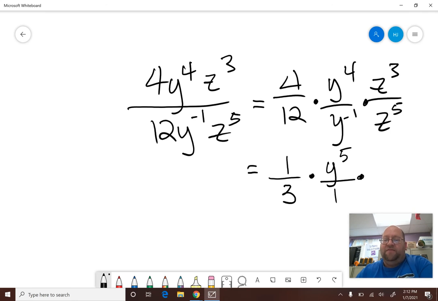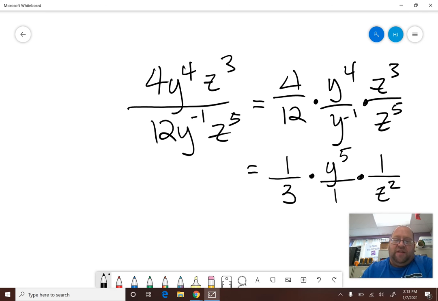And now I'm left with this last part, which is z to the third over z to the fifth. Now remember, I've got 3 z's on top and I've got 5 z's on the bottom, okay? So that means I'm going to have more z's on the bottom than I'm going to have on the top. I'm not going to have matches for all of them. So what's going to happen here is I'm going to have 2 z's left over at the bottom, and I'm going to have nothing left over at the top, okay?